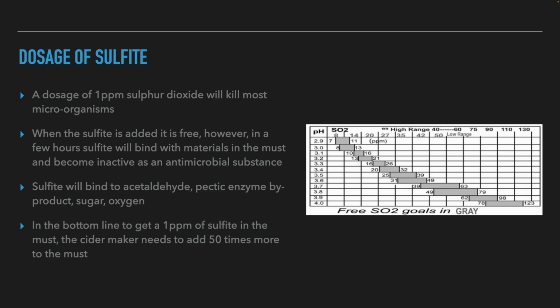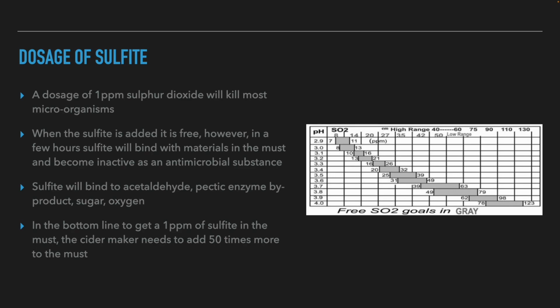Also, as we already know, biological processes are a bit more complicated than they seem, and the cider maker can't just add a few Camden tablets to the fermenter and think it will work. When sulfite enters the drink, it is free, but it can bind to a lot of things like acetaldehyde, pectinase byproducts, sugar, and of course, oxygen.